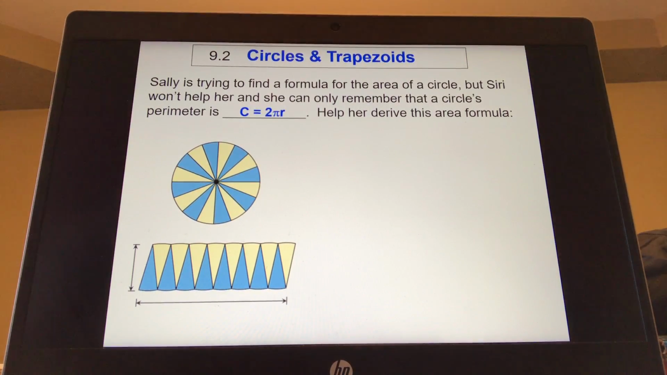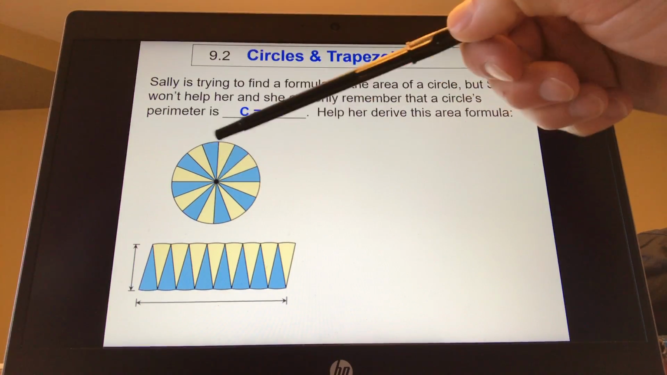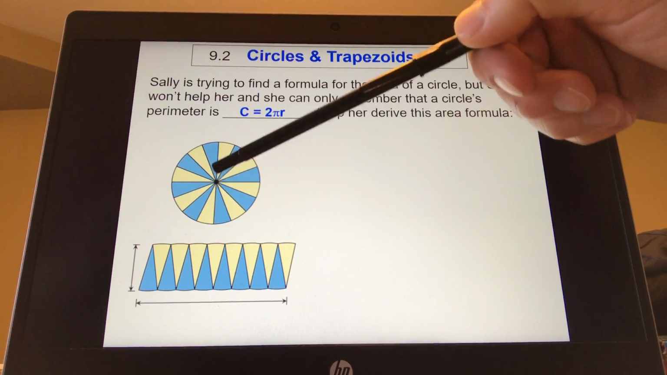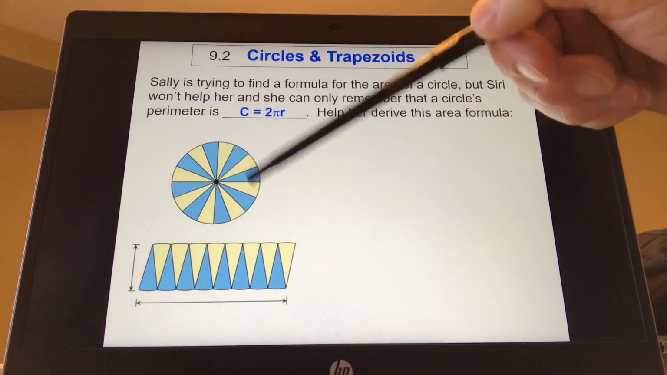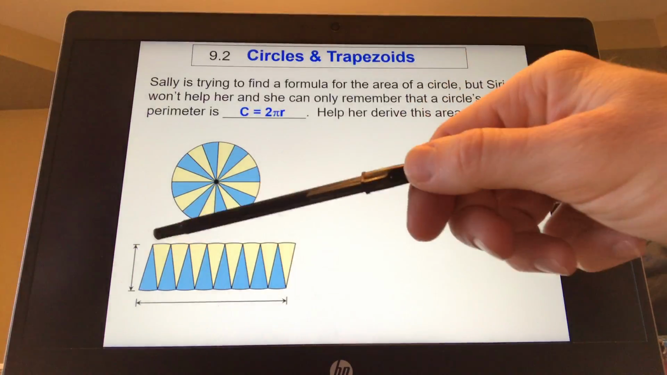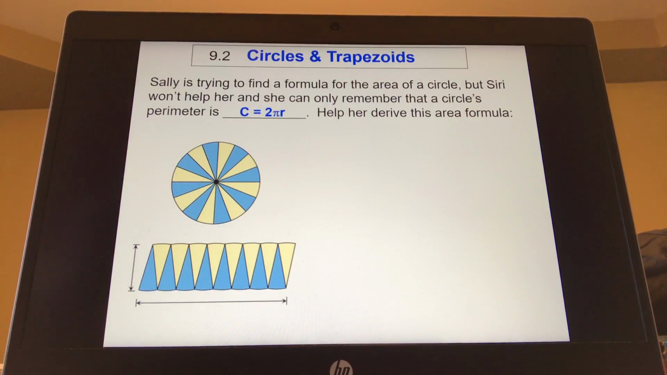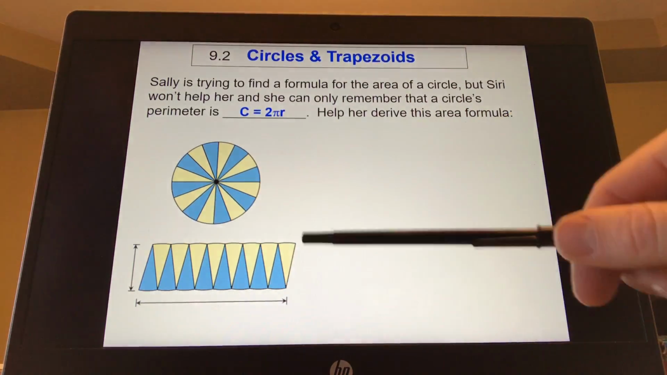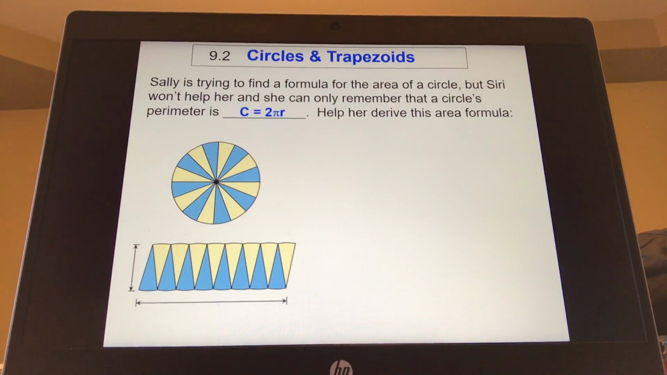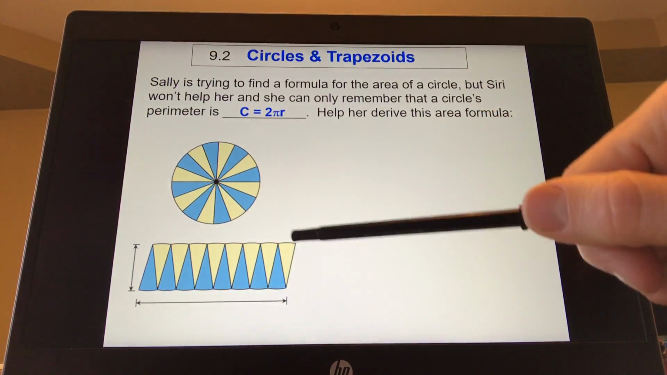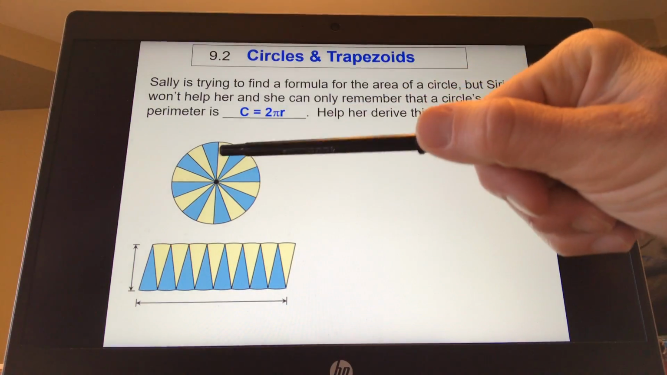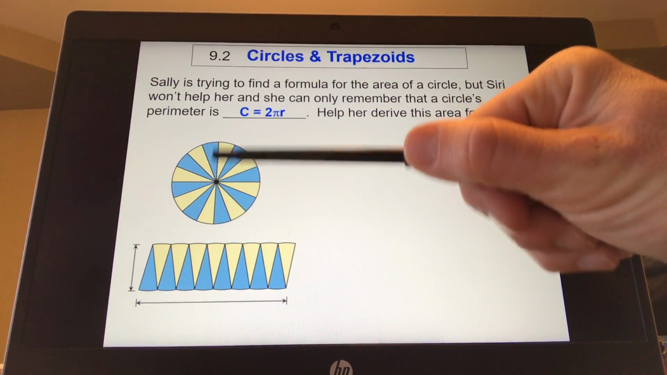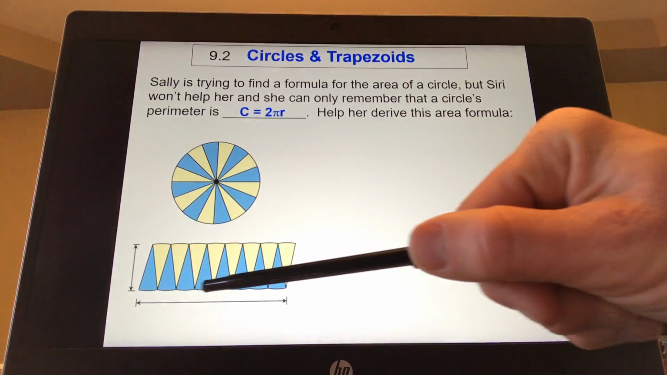So what I did is I took this circle and I cut it up into a bunch of pieces of pie here. And then I took all the pieces of pie and I arranged them here. They were yellow, blue, yellow, blue, yellow, blue. I arranged them here to make them a shape you're much more familiar with. Now, what kind of shape does this look like from the last section? Hopefully you're thinking parallelogram. That's basically a parallelogram. Now, it's a little lumpy here because it's not perfectly straight here. But if I were to cut this up into even smaller pieces of pie, it would make this almost flat.